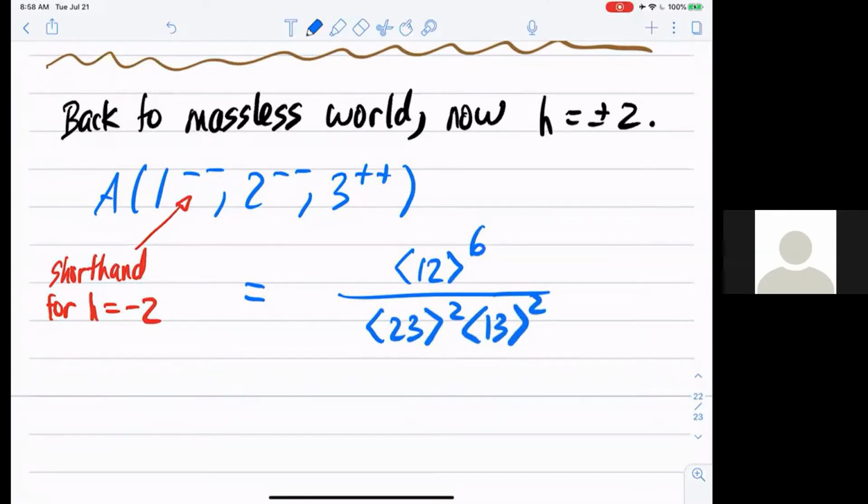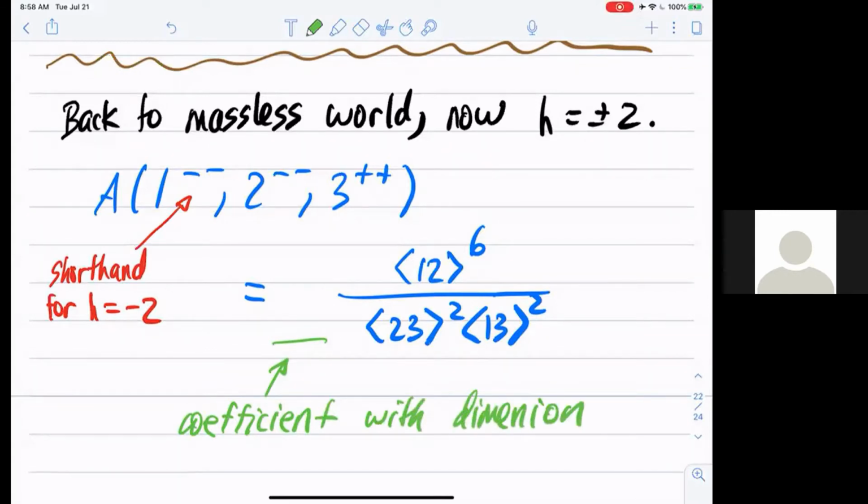And again, just like last time for the three particle amplitudes we looked at for helicity one and minus one, this expression is non-perturbatively exact. And another thing we discussed last time was dimensional analysis. So if you look at the dimensional analysis of this thing, we've got 6 powers on top, 4 powers of energy on bottom. So this has units of energy to the power 2, but it should have energy to the power 1 if it's supposed to be a 3-point amplitude. So we need a coefficient with dimension 1 over energy.